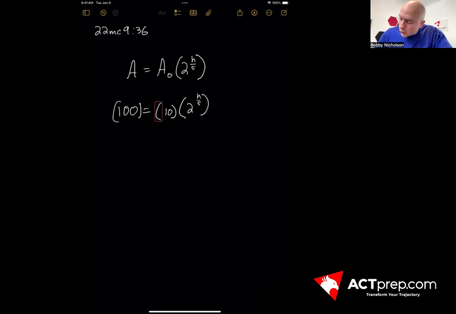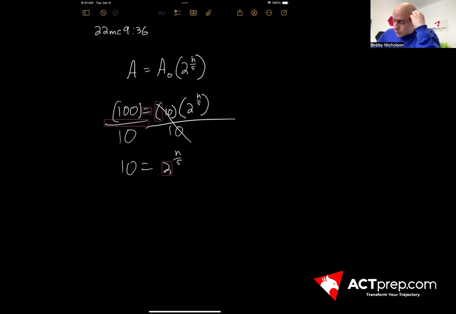So we're going to get rid of everything we can that isn't H. And 10 is the easy thing that we can get rid of. 100 divided by 10 is just going to be 10, which leaves us with 10 equals 2 to the H over 5.